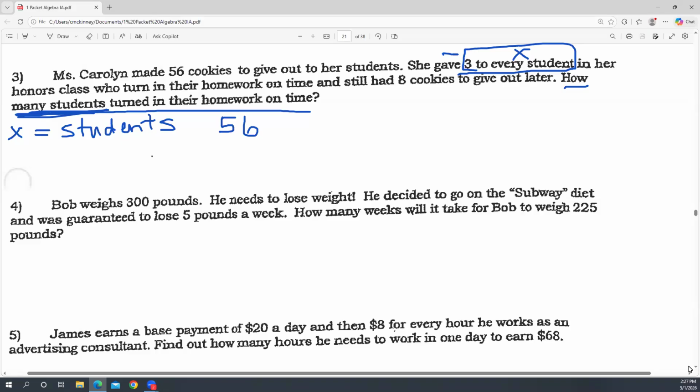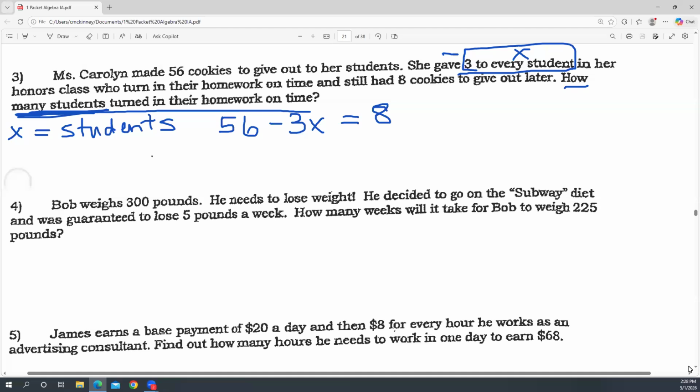Yeah, they're not giving me the cookies, I'm giving them to them. So it would be taking away. So negative 3x. So like over and over, 3 to you, 3 to you, 3 to X number of students. We're going to figure out how many. And then we read on, and I see the next number still had 8 cookies to give out later. So after this happened, the number of cookies was equal to 8.